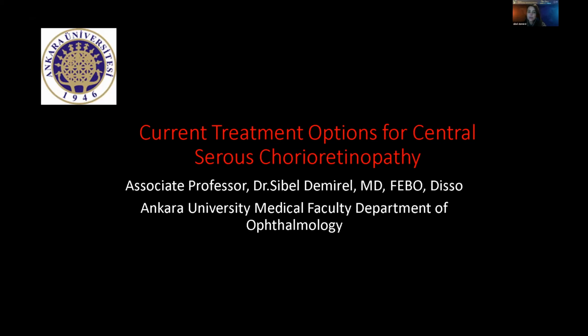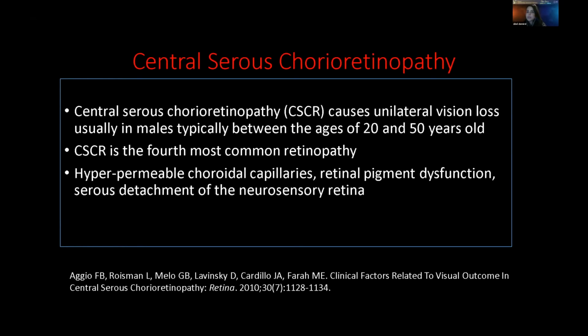Today, I'll talk about the current treatment options for central serous chorioretinopathy. Central serous chorioretinopathy causes unilateral visual loss, usually in males, due to development of subretinal fluid, and typically between the ages of 20 and 50 years. CSR is the fourth most common retinopathy after age-related macular degeneration, diabetic retinopathy, and branch retinal vein occlusion. The disease is thought to occur due to hyperpermeable choroidal capillaries in association with RPE dysfunction. Finally, these factors cause a serous retinal detachment of the macula.